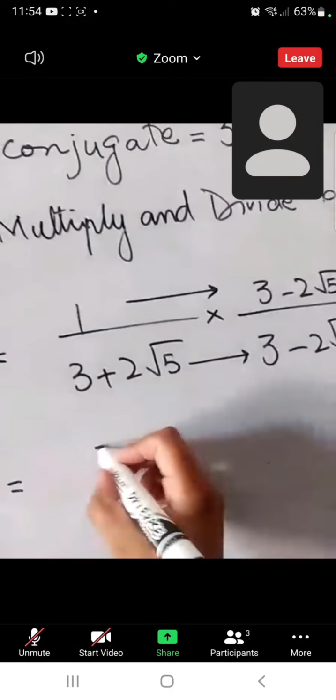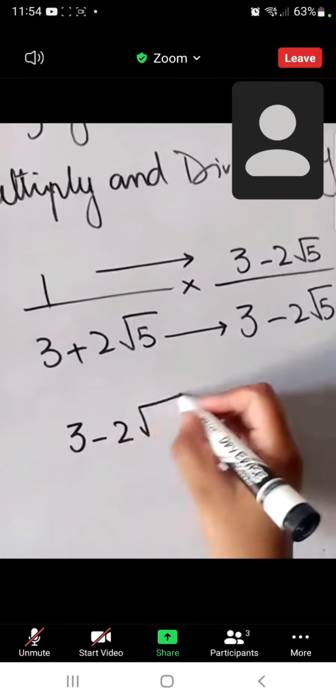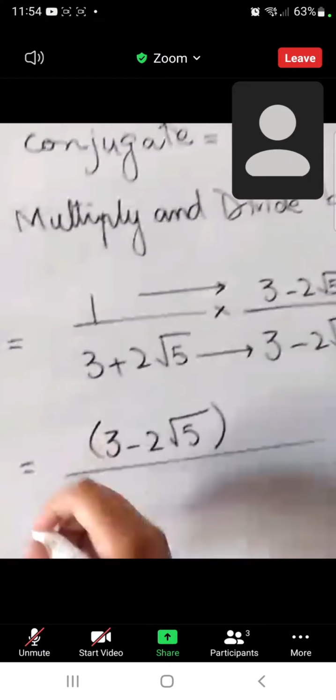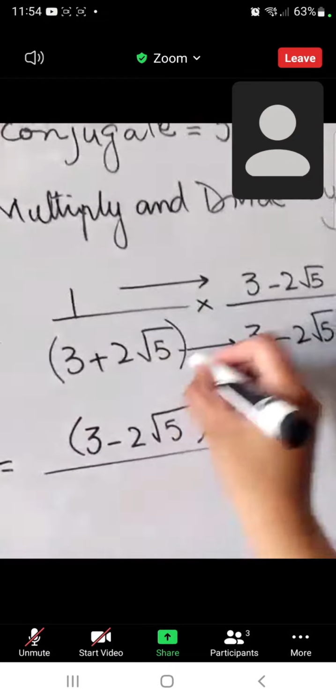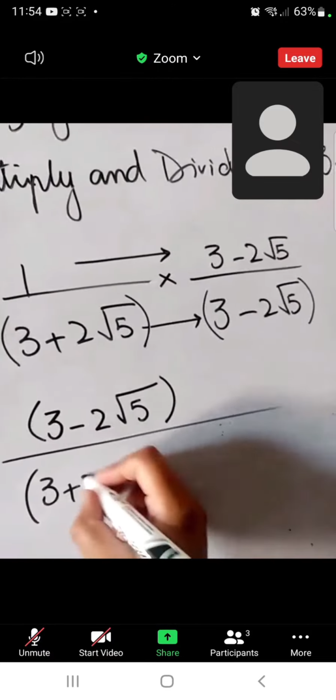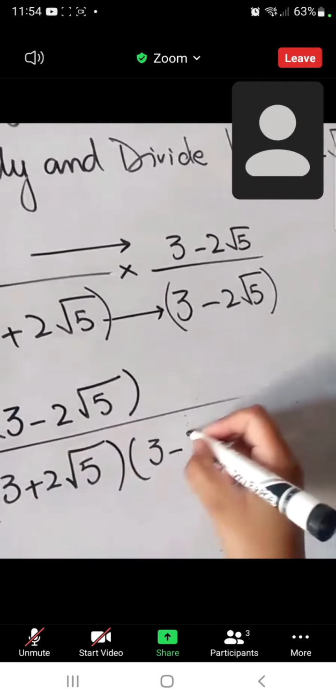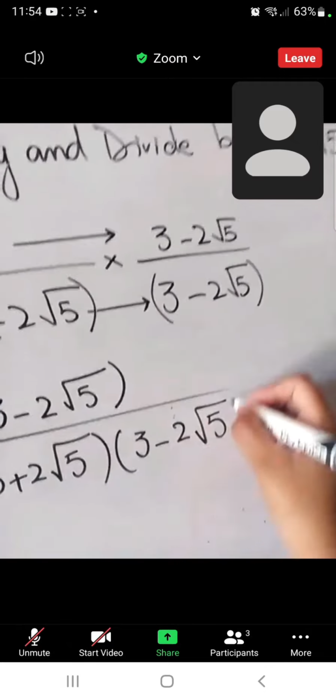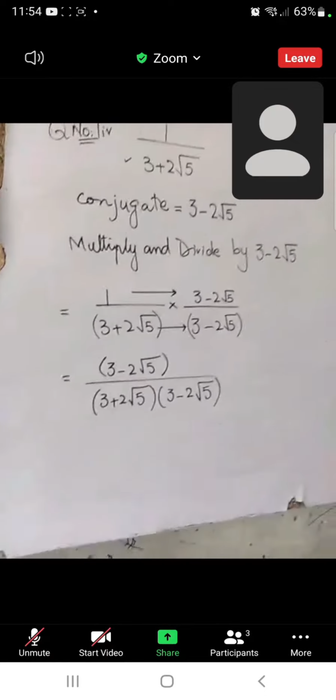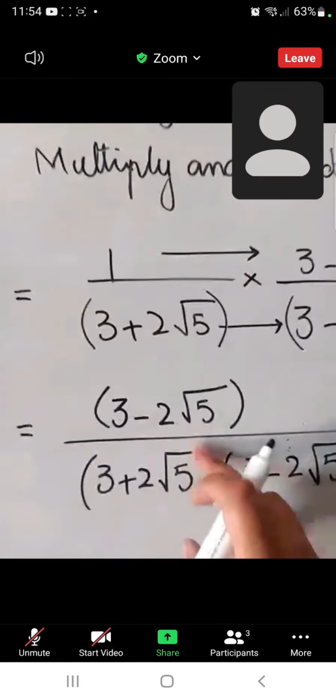1 times 3 minus 2 times under root 5, it will remain the same. Write it in the bracket. In the denominator, you must write these two things in the brackets. Now look, 3 plus 2 times under root 5 into 3 minus 2 times under root 5. Can you observe any formula that we can use here in the denominator?